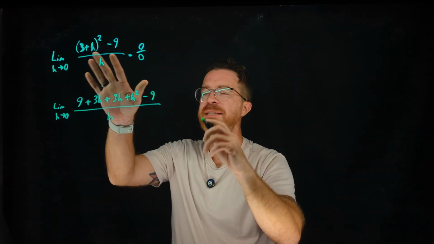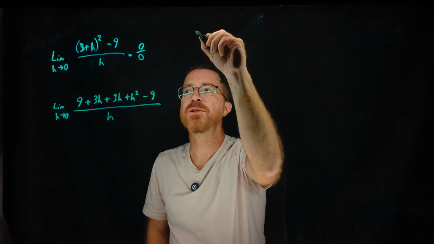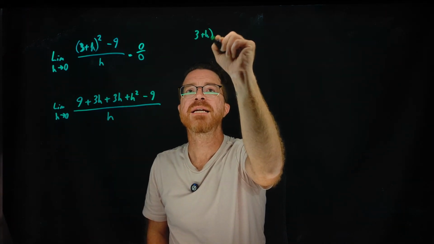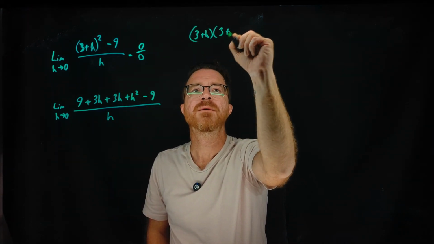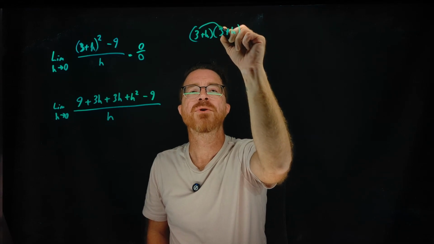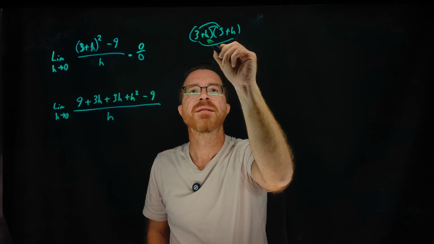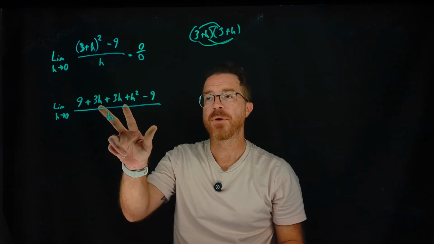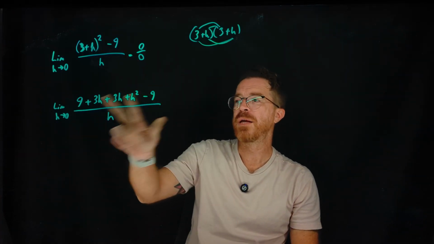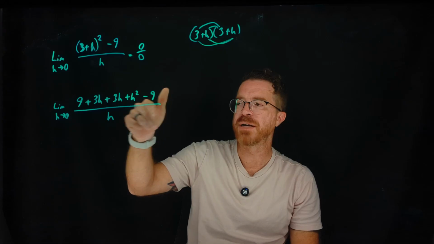Now, just a reminder, when I said that I'm expanding this out, I'm basically doing this. It's 3 plus h times 3 plus h, and then I'm multiplying the first terms, the outer terms, the inner terms, and then the last terms. And that's where this came from. So I had this turn into this here, and then I brought the minus 9 down.